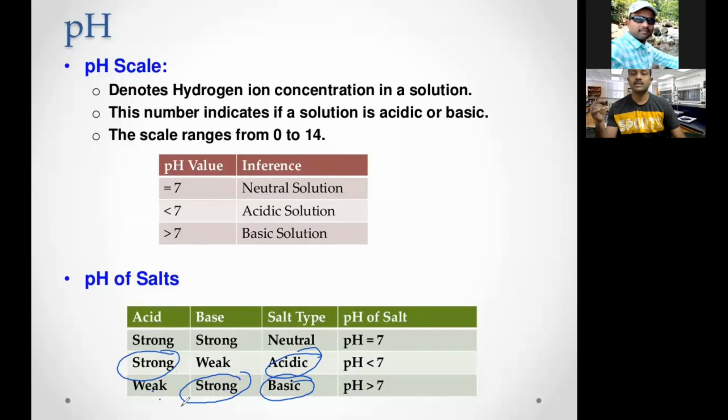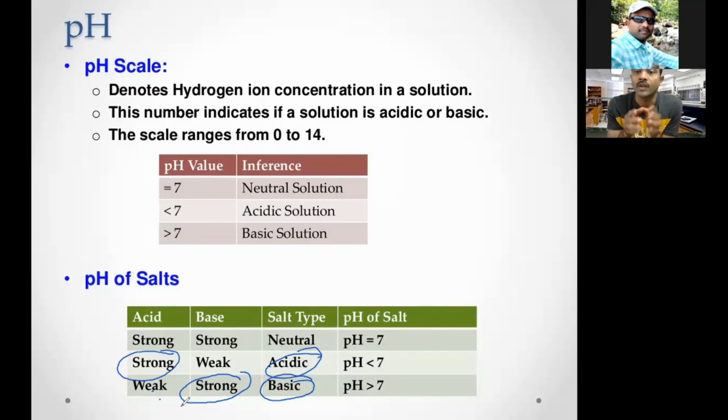Okay. When a strong acid is added to a weak base, what will it give? It will give an acidic salt. When you dissolve the salt, the pH value you will get is less than 7. Right? When a weak acid reacts with a strong base, what type of salt will you get here? Basic salt. What is the pH value of this salt? The pH value is greater than 7. So remember all of you, when a strong acid reacts with a strong base, it will give a neutral salt. Right? Is it clear, everyone?